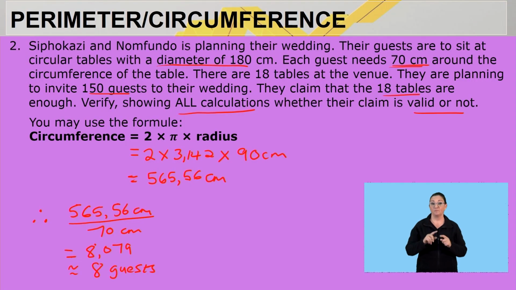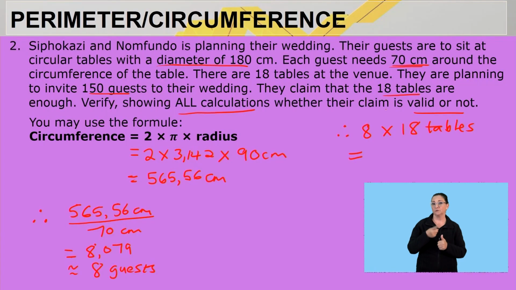But remember, there are 18 tables. So I'll write here so that you can clearly see: I'll take my 8 guests and place them on the 18 tables. So 8 guests multiplied by the 18 available tables, 8 multiplied by 18. I'm doing this to see how many people they will be able to accommodate. This will give me a total of 144 guests, or people to attend.